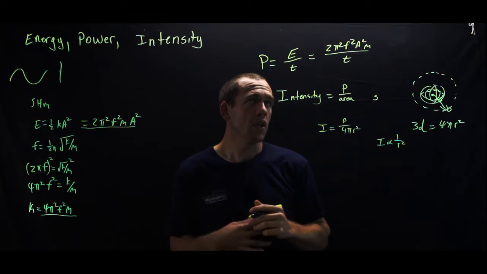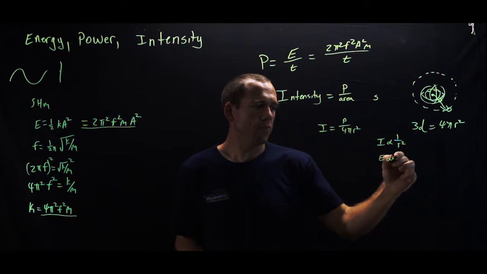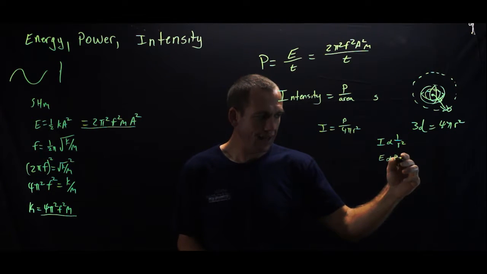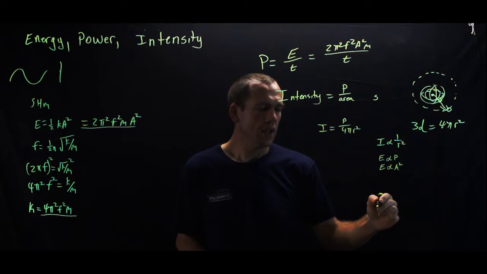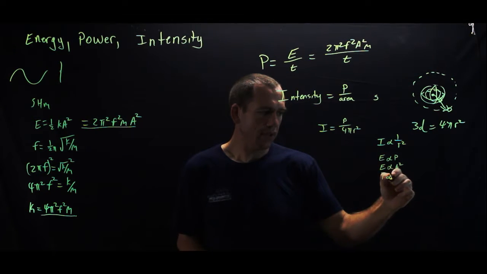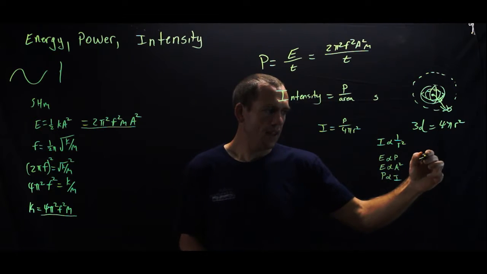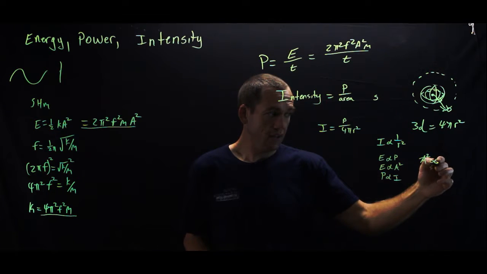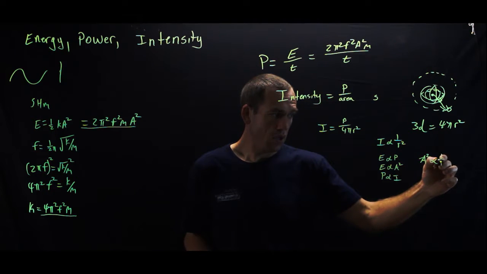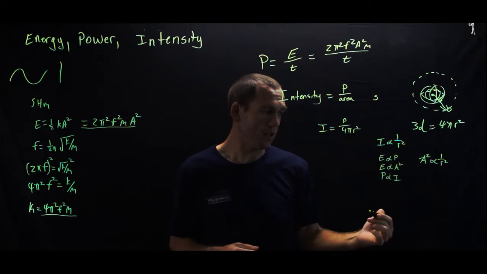the source squared. But the other thing that's cool is energy is directly proportional to power, and energy is directly proportional to amplitude squared, and power is directly proportional to intensity, which basically tells me that amplitude squared is inversely proportional to r squared, right? All I'm doing is making substitutions.